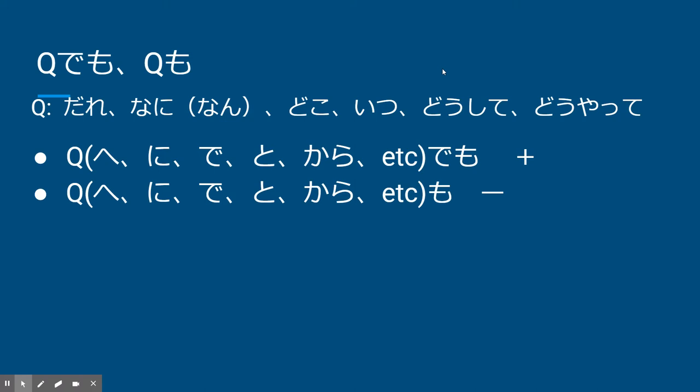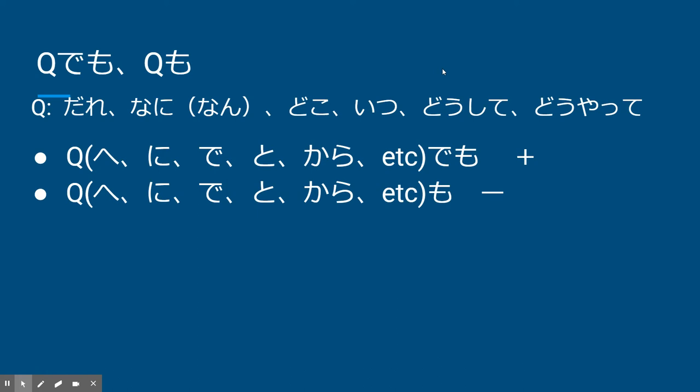So, だれでも, anyone, なんでも, anything, どこでも, anywhere, いつでも, anytime, どうしても, however, anyway, in any way, and then どうやっても, in any case or any way. And then we have question word も, so だれも, no one, なにも, nothing. どこも, nowhere. いつも, no time. In other words, all times. Remember that word, いつも? This is what it comes from. いつも means "always", because there is no time in it to exist. So no time equals all times, always.